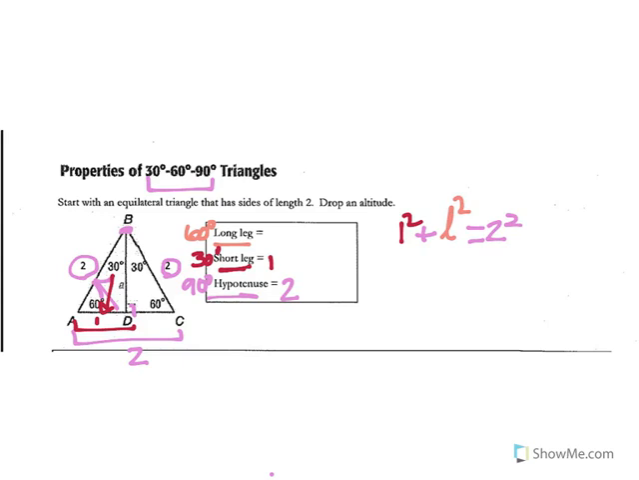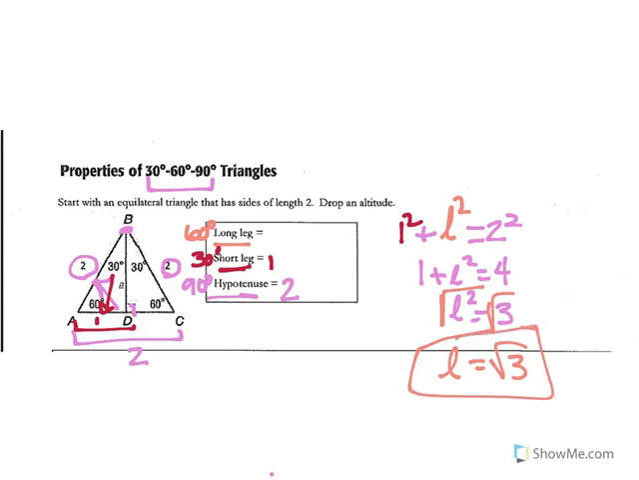So now I'm going to do my math. I've got 1 squared is 1, plus L squared equals 2 squared, which is 4, minus 1 from both sides. L squared is 3. And then remember, we have to take the square root of both sides. L is equal to, well, radical 3 doesn't simplify down. So that is my answer. In this example, my long leg is radical 3.